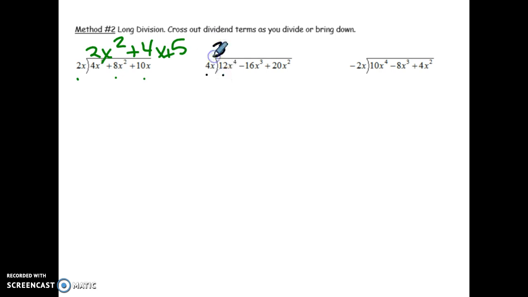Well, that's going to be 3. Subtract your exponents, x to the 3rd. Minus, how many times does 4 go into 16? That's 4. Subtract your exponents, x squared. How many times does 4 go into 20? That's going to be 5. Subtract your exponents, and that one's just going to be x.